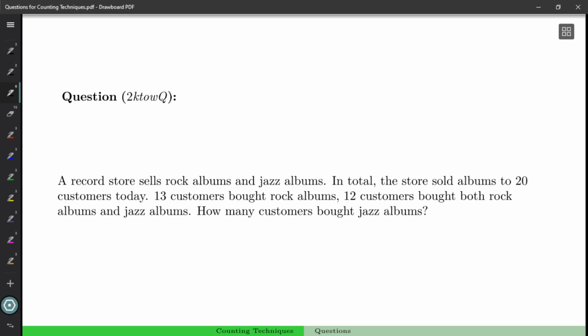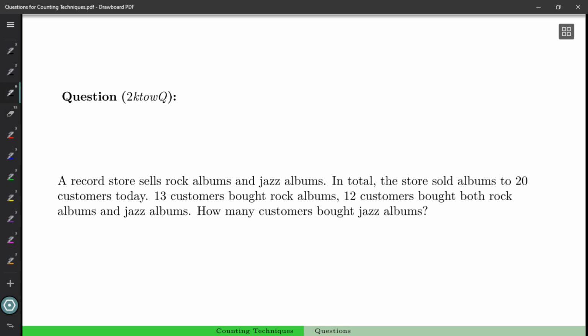Okay? Additionally, don't be adding words to a question. They say at the end, how many customers bought jazz albums? Well, they're not saying only jazz, so you could buy a jazz album and a rock album and still be a customer who bought jazz. If they wanted only jazz, they would have said only jazz albums. If that's not there, don't add it in on your own. Take questions very literally.